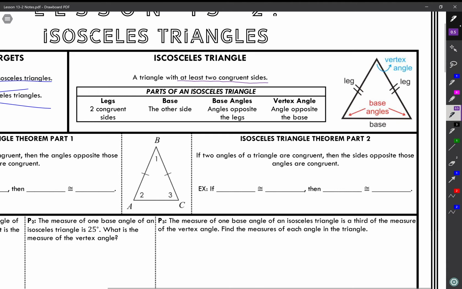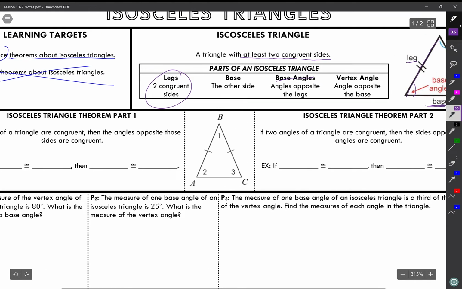So let's talk about the parts of an isosceles triangle. We have the legs, which are the two congruent sides. So over here we have a leg and a leg on my triangle. The base is that other side, okay? And base angles are the angles that are opposite the legs. When I say opposite, I see my leg right here, and there's always an angle opposite a side in a triangle. In this case, these two base angles will be opposite the two legs.